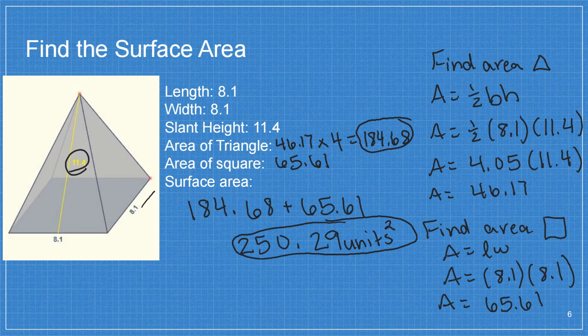So you already know how to find the area of a triangle, and how to find the area of a square. So really, this isn't that much harder than what you already know how to do. It's just really one step further. So I hope that this was kind of easy to understand.